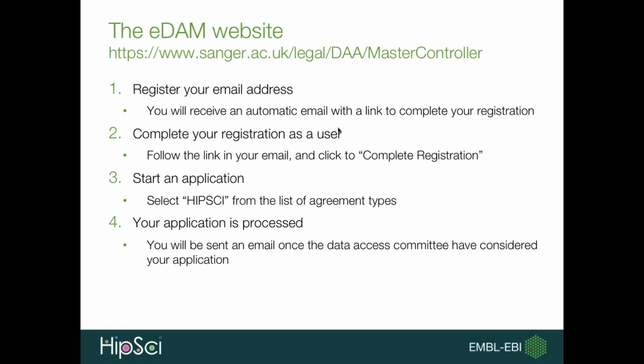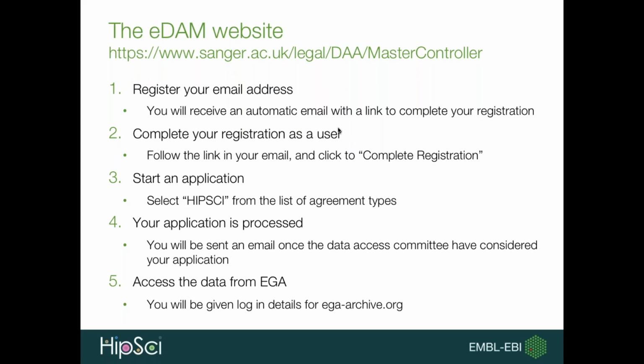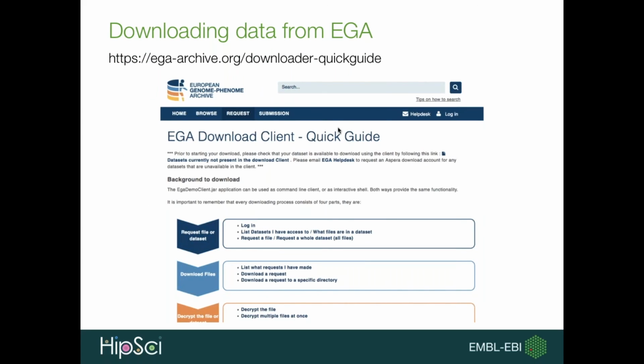Your application will go to the Data Access Committee, who will look at your application, the reasons why you have asked for data access, and they will consider your application. Hopefully you will be successful, and once the Data Access Committee have approved it, then you will have access to the data from the EGA data archive. Okay, so that's a very quick overview of the data access application process.